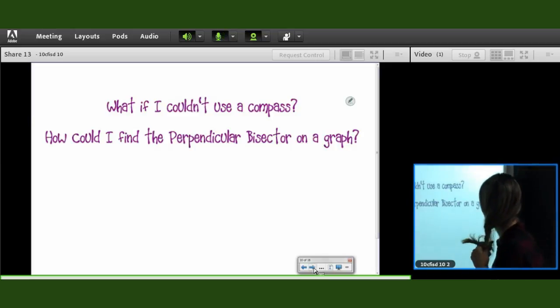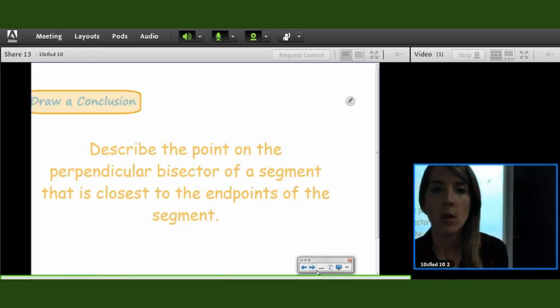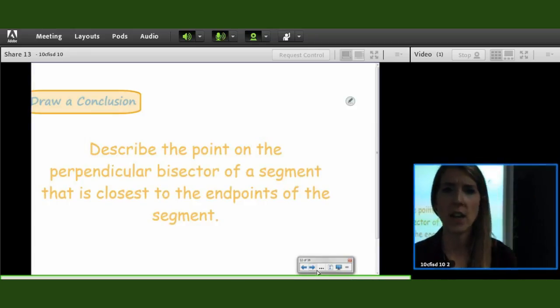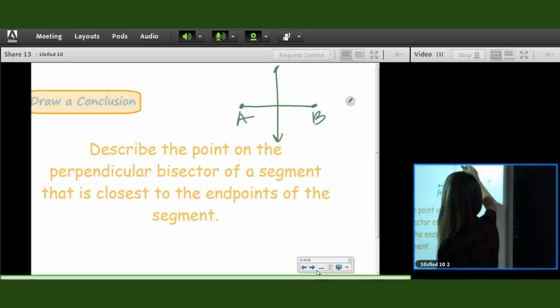I want to ask another thing real quick before we do this. With that theorem in mind, we know there's an infinite number of points that lie on the perpendicular bisector, right? So here's A, here's B, here's the perpendicular bisector. All of these points are equidistant, all of them.